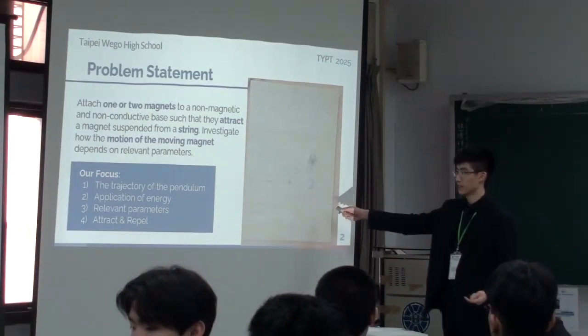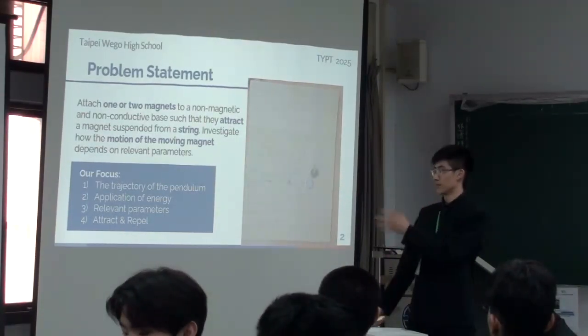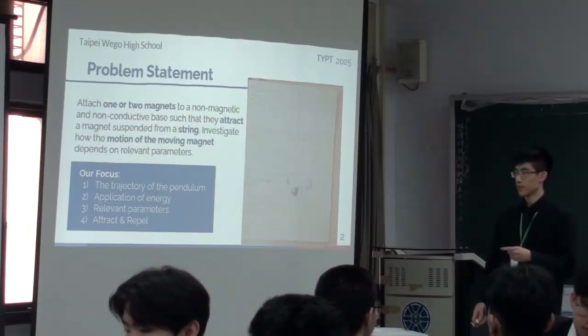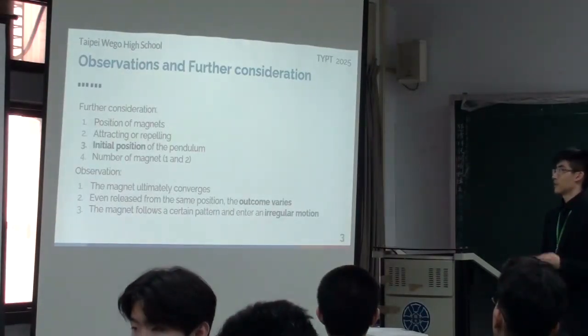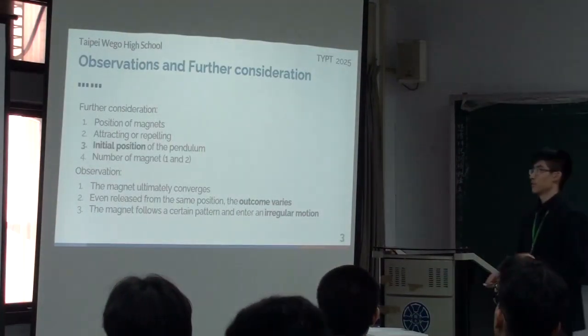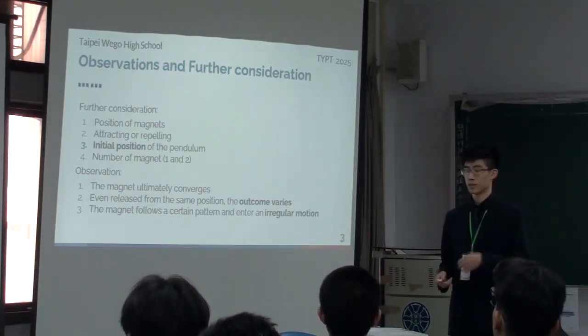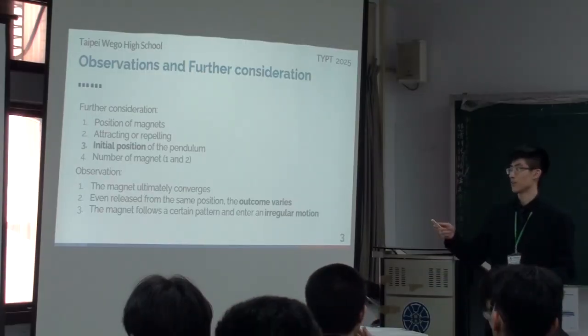This is the phenomenon here, and we are now going to focus on the trajectory of the pendulum, the application of energy, relevant parameters, and whether attracting or repelling will affect it. Here are some observations and further considerations. For further consideration, we consider the position of the magnets, attracting or repelling, the initial position of the pendulum, and the number of magnets.